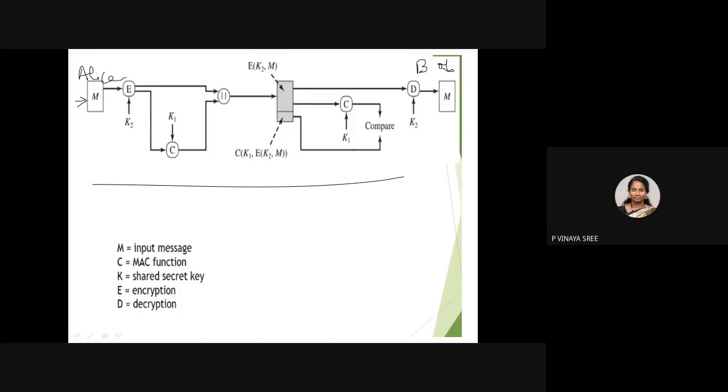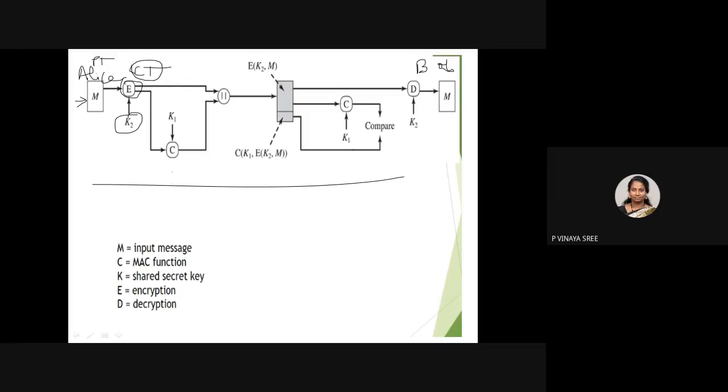First, it goes for encryption with K2. The input to this will be plain text. Once it is encrypted, the output from this will be ciphertext. Think about input and output. After encryption with the symmetric key K2, the output is ciphertext.